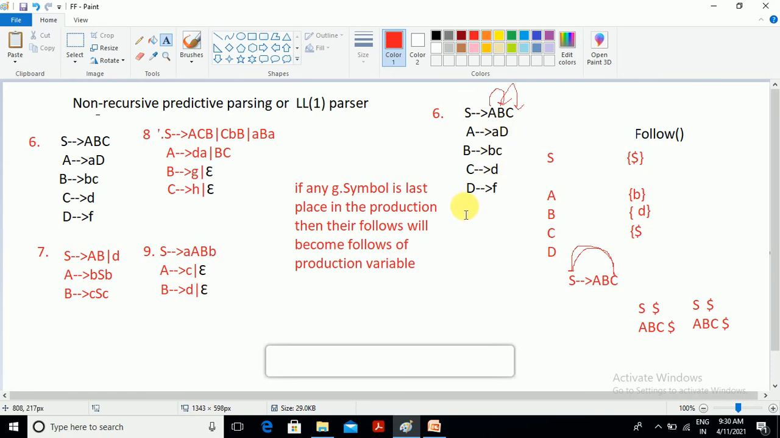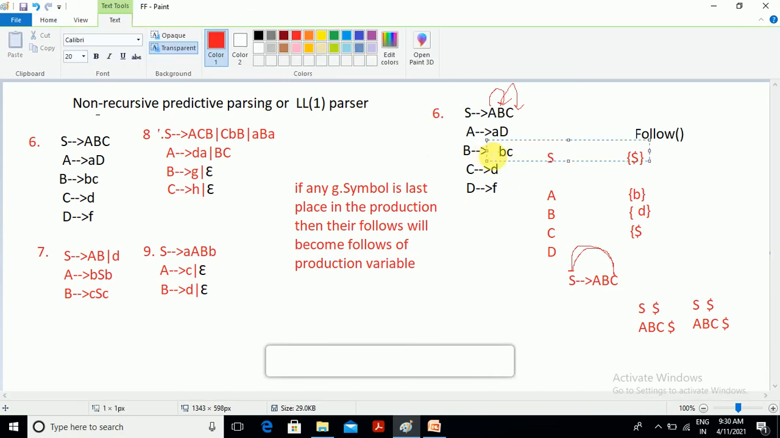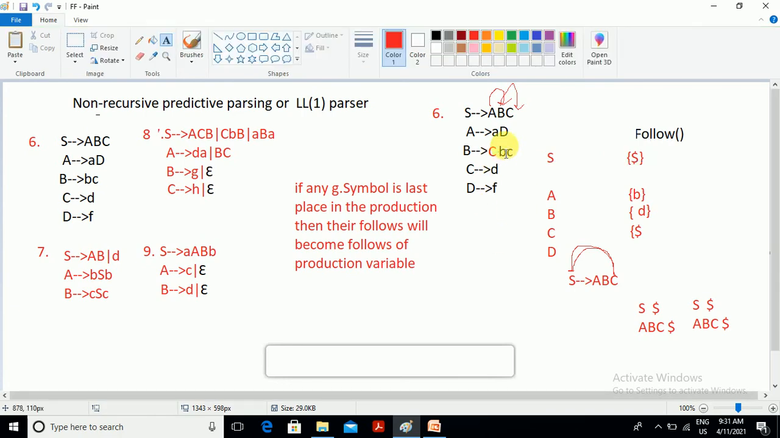In case there is a C in another place, let us consider that capital C is also there in the B production. Now one follow will become a dollar. Another follow will become a small b. We need to collect all. How many possibilities are there? All should be collected. From this production, C follow will become a dollar. From this production, C follow will become a small b.